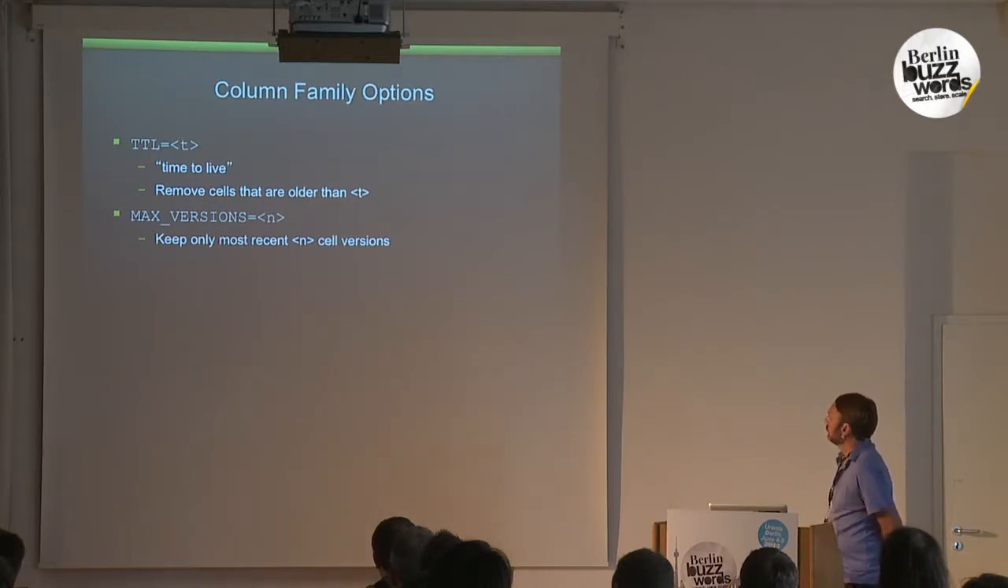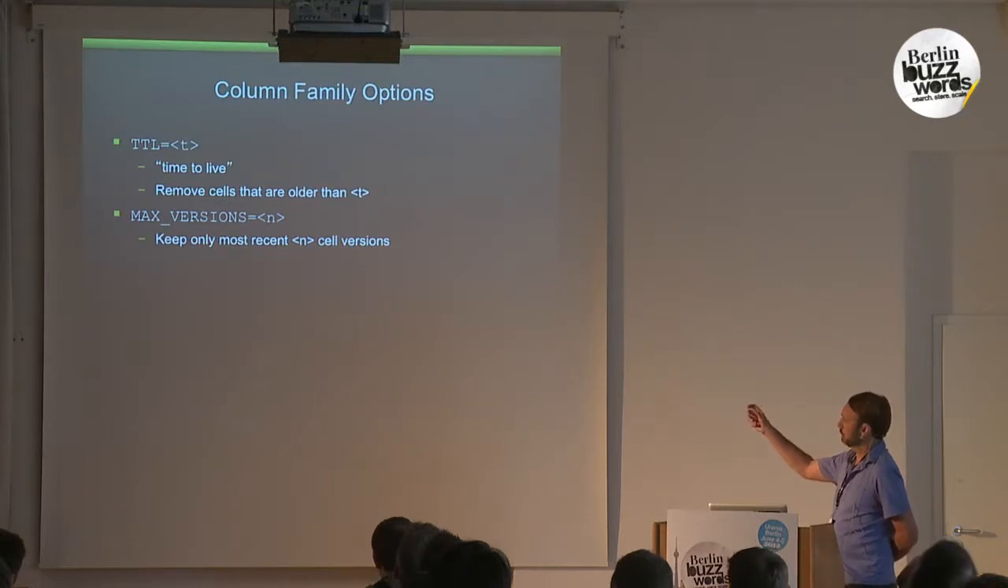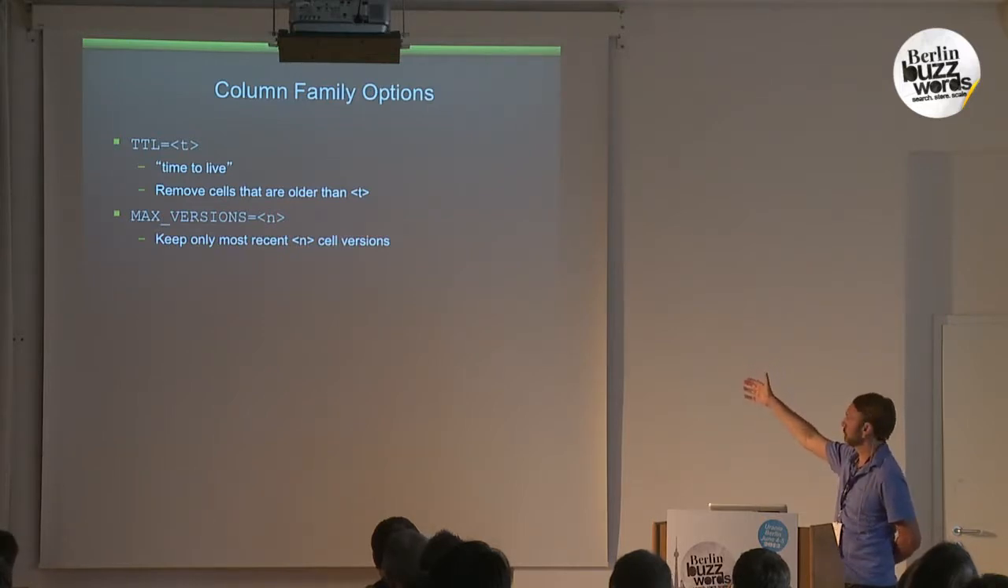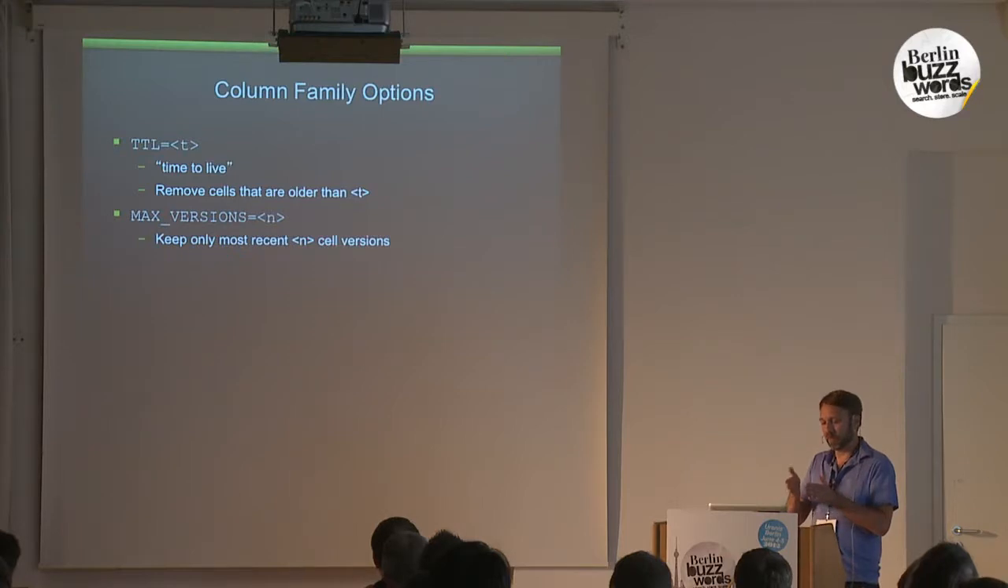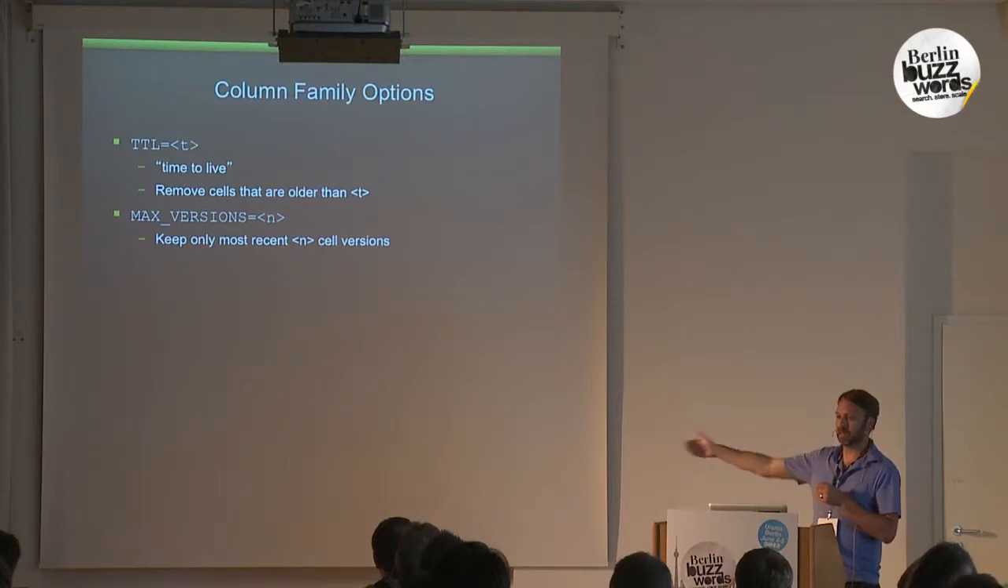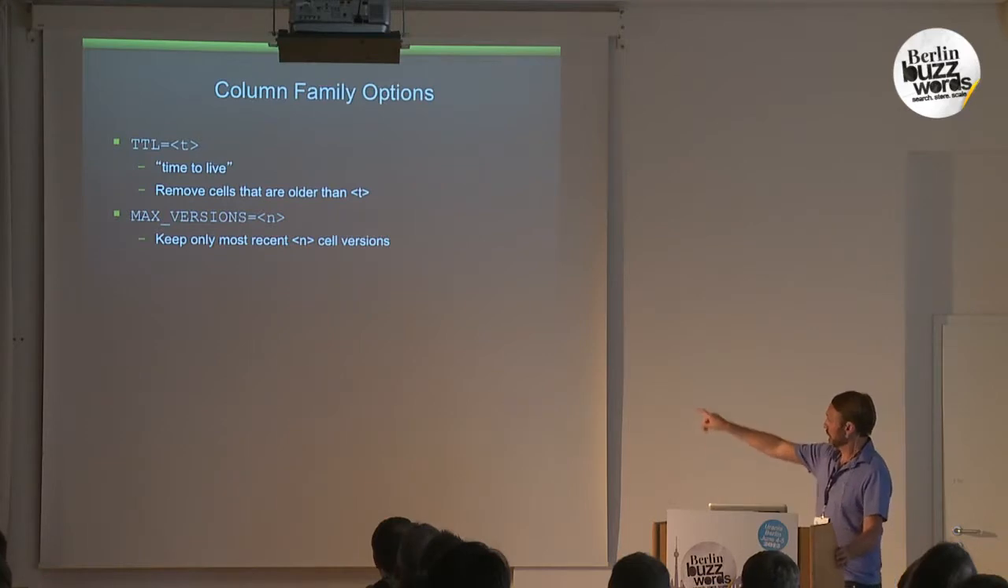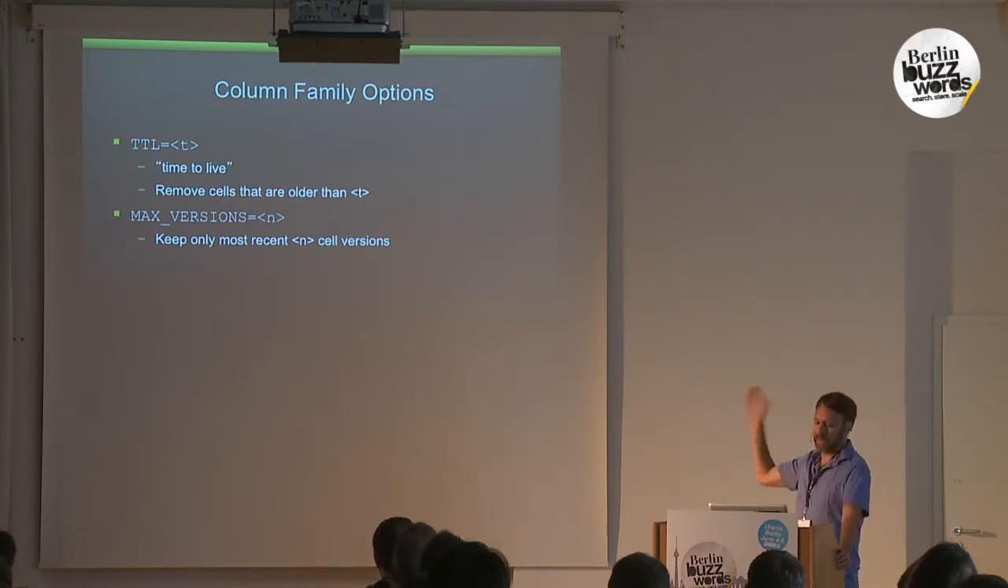Okay, and then the column families. When you create your schema, you list out the column families, and they accept a number of options. Here are a couple of the column family options that are available. One is TTL, and that tells the system only keep data in this column for this period of time. So any data that's older than that period of time will get automatically deleted and garbage collected. And then you can also tell it only keep the n most recent versions of this particular column.